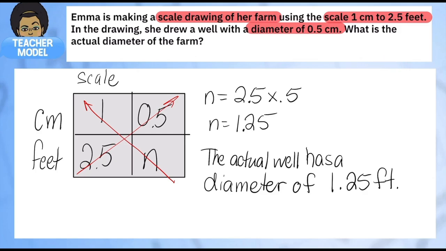Things I really want you to know is notice how I'm using the scale. So if I know this is what they're giving us in the problem, that is the first ratio I'm really expressing here in math. And I'm using that to figure out my next equivalent ratio.